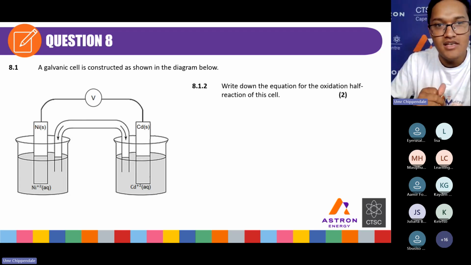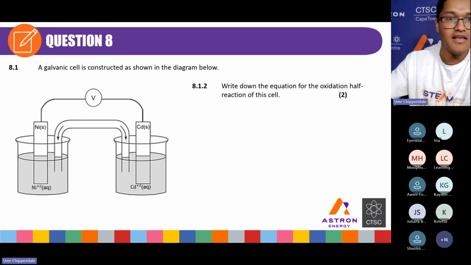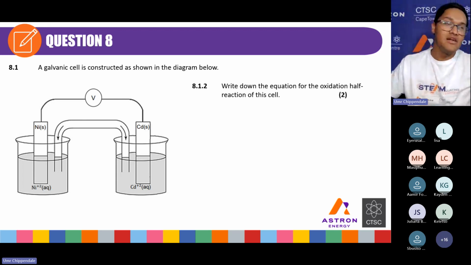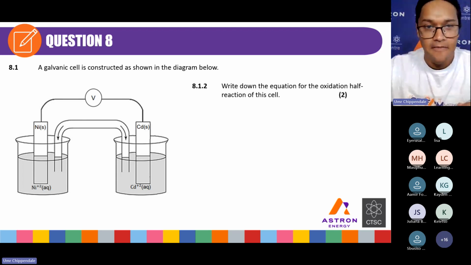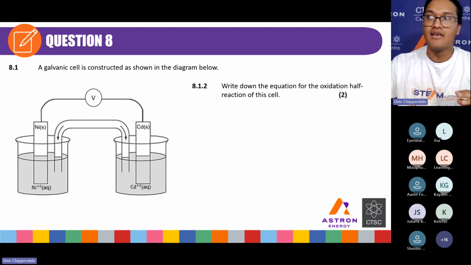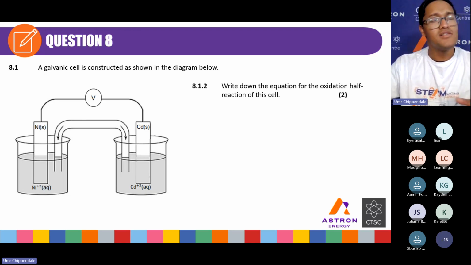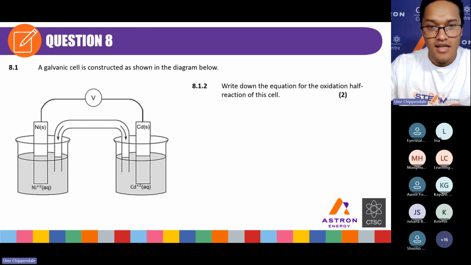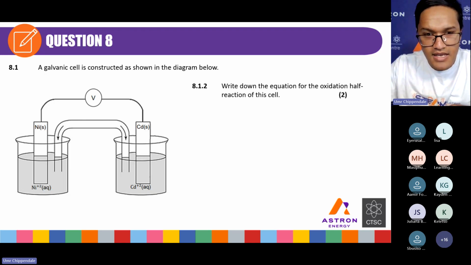Write down the equation of the oxidation half reaction of the cell. So in that case, if our reduction was our nickel reaction, then that means our cadmium is the oxidation half reaction. And remember, I said whenever you have an oxidation reaction, your electrons are on the right-hand side.